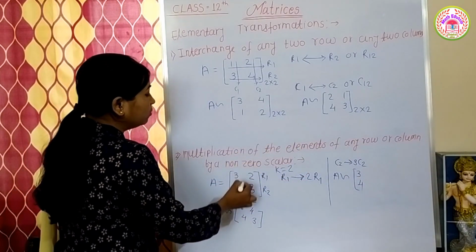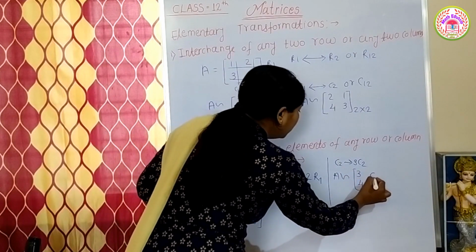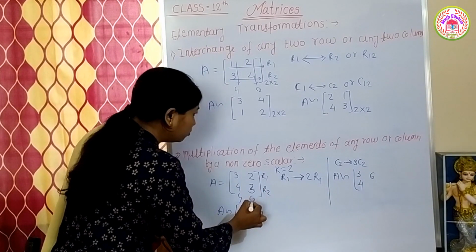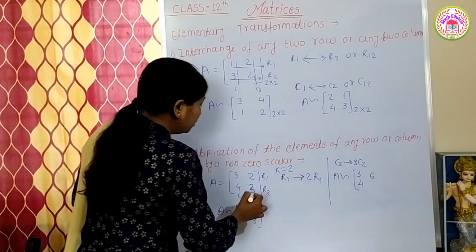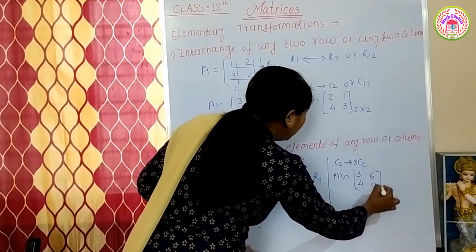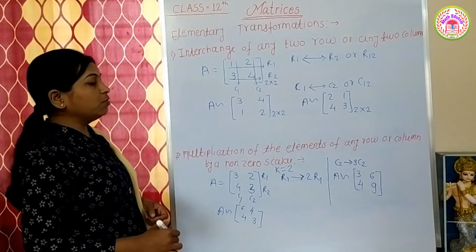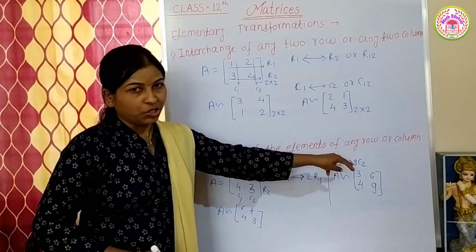2 and 3. So 2 का change होगा 2 into 3, that is 6. New element is, this C2 column के elements को multiply करना है 3 से. Then 2 into 3 is 6, and the second element को 3 से multiply करेंगे तो 9. That means we get a new matrix which is equal to the original matrix. Here the element of C2 is changed only.